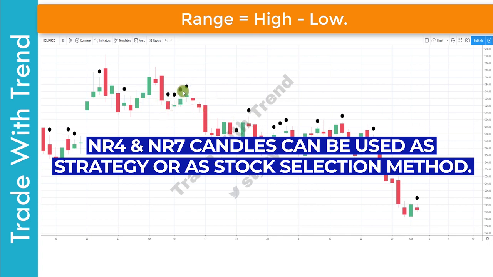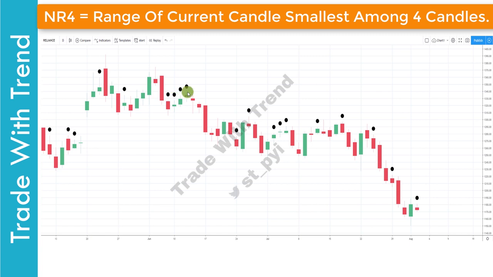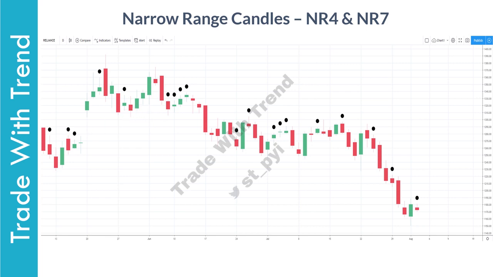In this chart, I have marked out all NR4 candles with these black circles. If you look at each candle that is marked, its range is the smallest among the last 4 candles. Take for instance this candle. Now the range of this candle is the smallest among these 4 candles that you see. Therefore, this current range candle is categorized as a narrow range 4 candle. Now I have done the markings here with a simple script that I have used on tradingview.com. Link to the same is given in the comment section below.